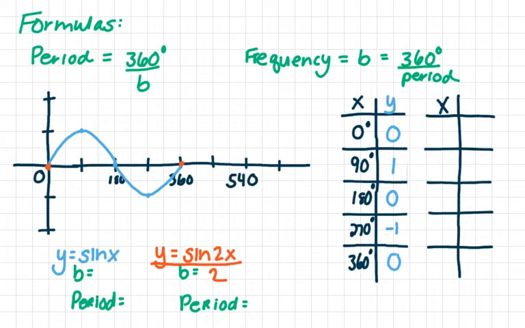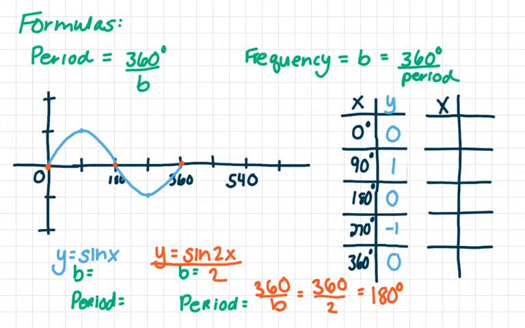The period is equal to 360 divided by b. In this case, I have 360 divided by 2. Therefore, the period for my function sine of 2x is equal to 180 degrees. In other words, this means that it takes only 180 degrees to complete one cycle.